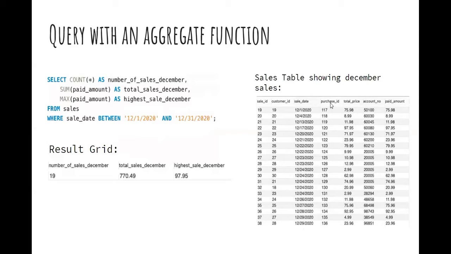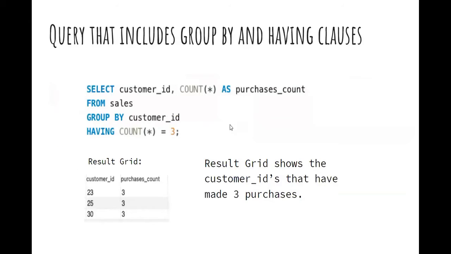This query uses an aggregate function where it displays the number of sales in December using the count function, the total price using the sum function, and the highest sale using the max function. This query uses a group by and having clause. It shows the customer ID who made 3 purchases where they bought 3 items.